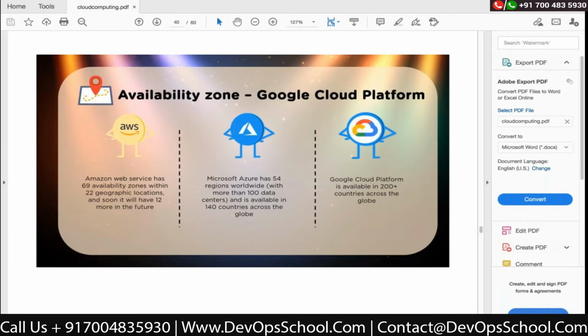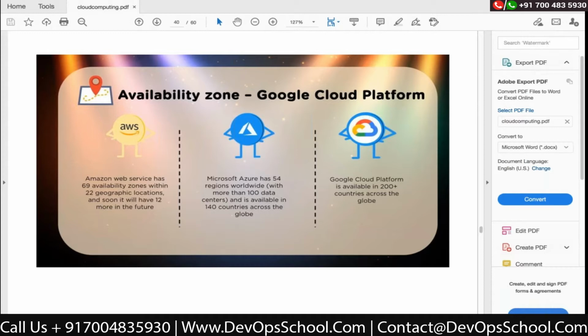In India, the AWS data center is in Mumbai, and one is under construction right now, which will be in Hyderabad. So you will see that AWS will have data centers in Hyderabad, and a lot of employment will be generated.